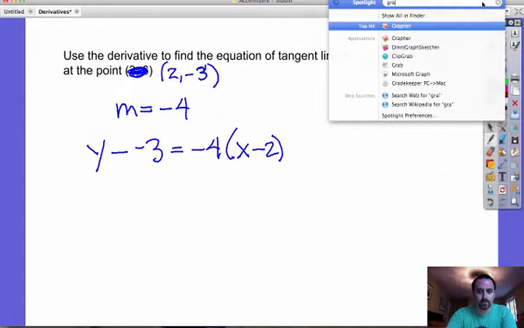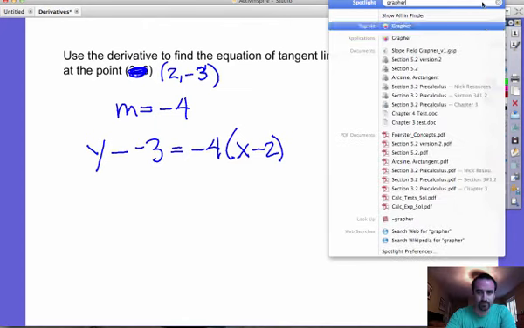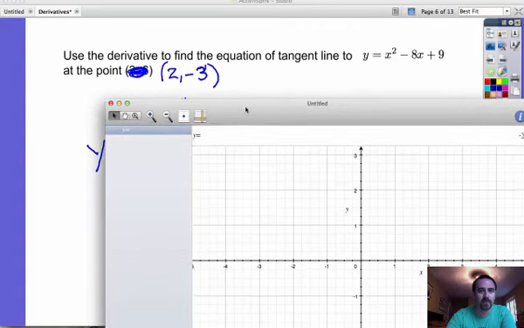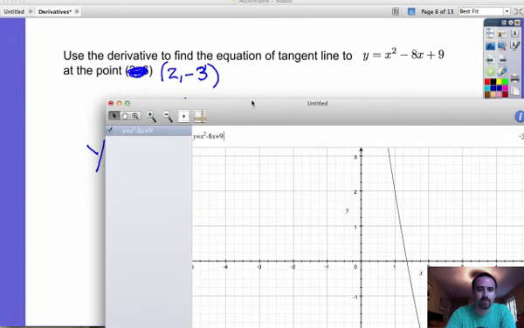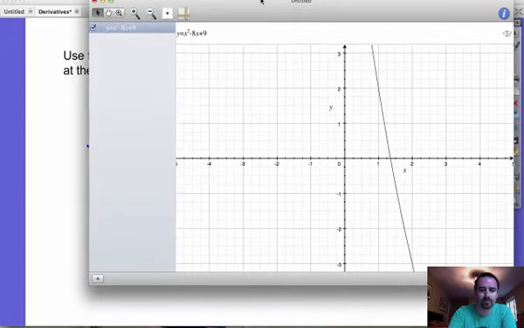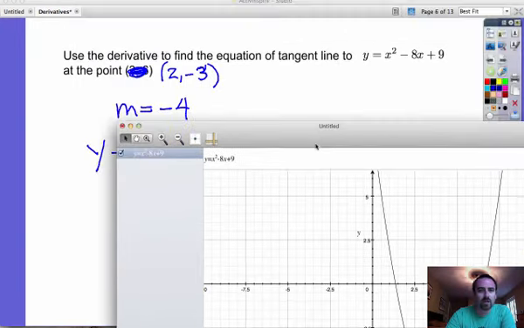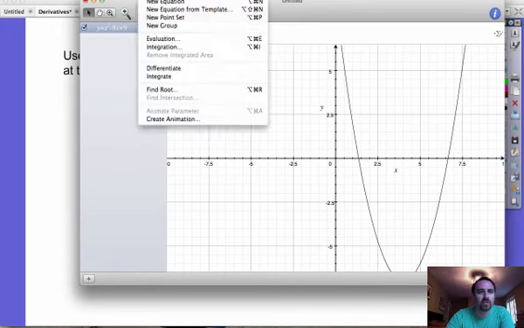Let's check our graph and see if that really makes any sense. Grapher. Okay, so our equation is x squared minus 8x plus 9. That's the equation we're looking at. I'm going to zoom out a little bit. And so I'm looking at the point 2 comma negative 3. So the negative 3 is about here. Yep, that's the point right about there.